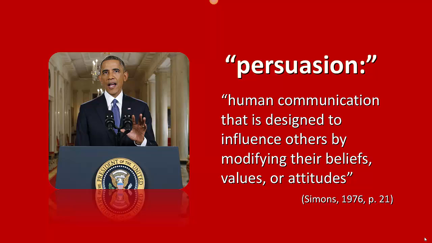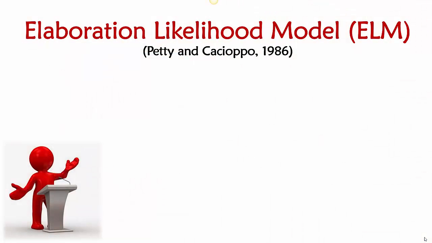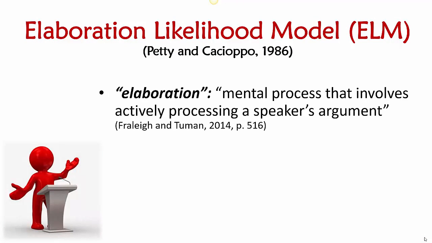One of the most important and comprehensive theories for understanding how persuasion works is the Elaboration Likelihood Model, or the ELM, that was forwarded by Petty and Cacioppo in 1986. The ELM posits that elaboration is a mental process that involves actively processing a speaker's argument. What some audience members do when they consume a communication message is to think about it carefully and deeply and examine it based on the things they already know and believe.